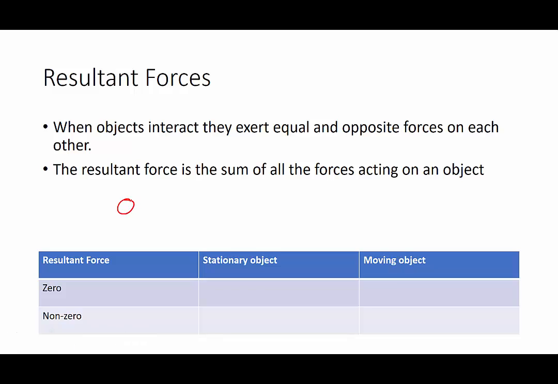So the first thing you need to know is when objects interact, they exert an equal and opposite force on each other. So say I hit the wall with 5 newtons, that means the wall is also going to exert a force on my hand of 5 newtons.